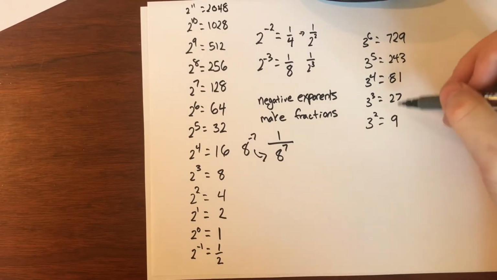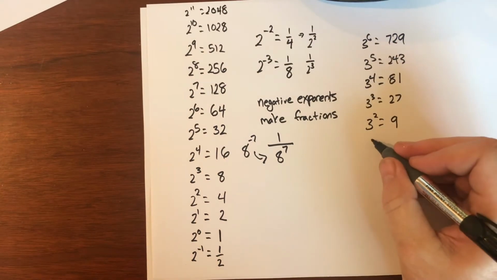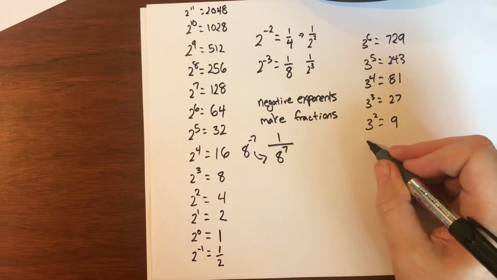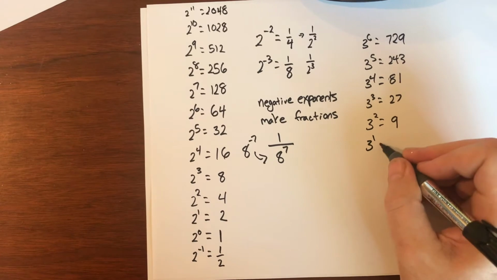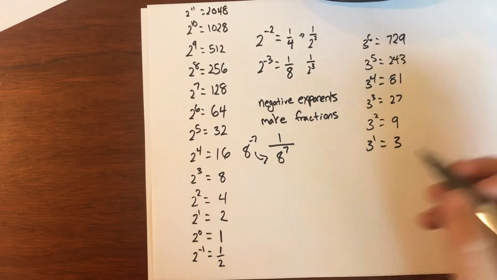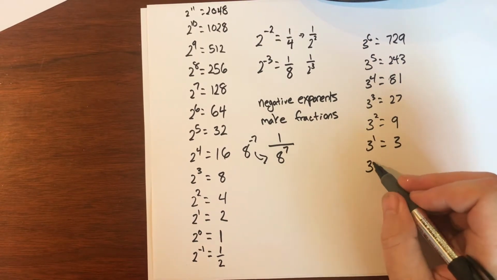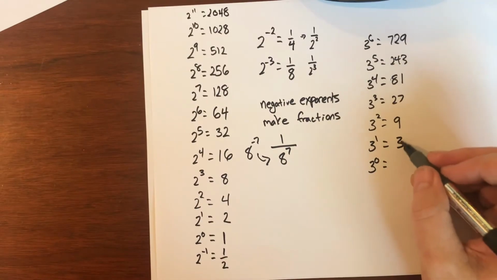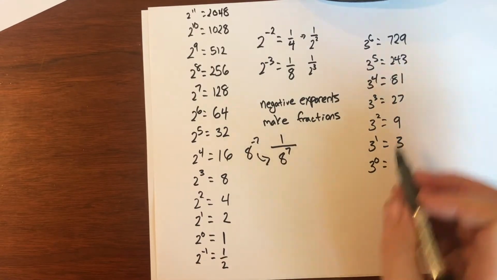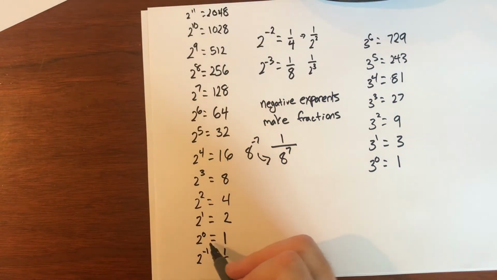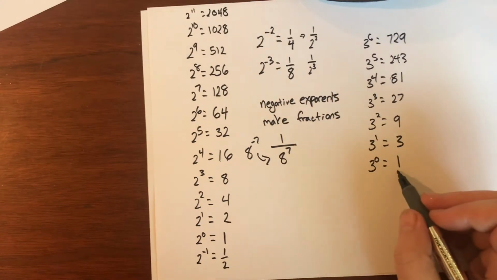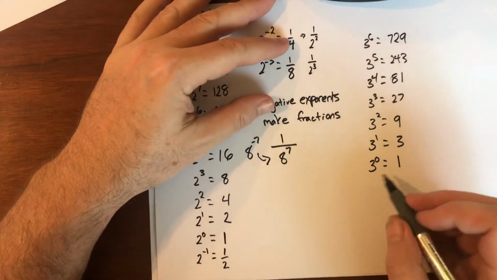Now, this is tripling each time it goes up. So each time it goes down, it's being divided by 3, right? It's being divided into thirds. So 3 to the power of 1, a third of 9 is going to be 3. And 3 to the power of 0, well, a third of 3 is 1. See, again, following its pattern, it matches. Anything to the power of 0 is 1. Remember, I'll prove that to you later.